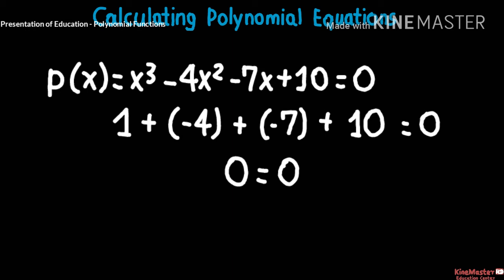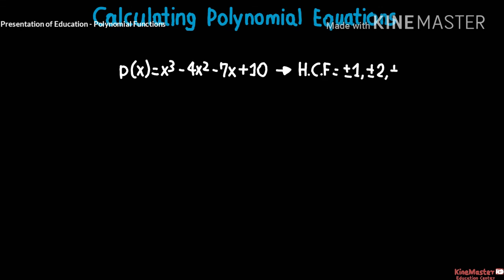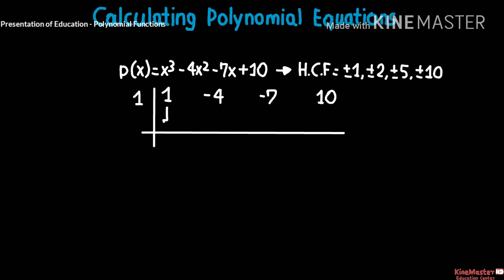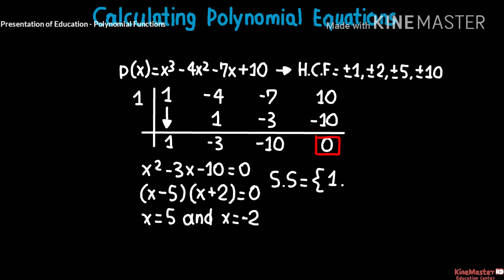Let's test 1: 1 plus minus 4 plus minus 7 plus 10 equals 0. If we add them, it becomes 0. For p of x equals x cubed minus 4x squared minus 7x plus 10, the possible roots are the factors of 10: positive and negative 1, 2, 5, and 10. Let's use synthetic division. 1, bring down the 1. 1 times 1 is 1. Minus 4 plus 1 is minus 3. 1 times minus 3 is minus 3. Minus 7 plus minus 3 is minus 10. 1 times minus 10 is minus 10. Minus 10 plus 10 is 0.